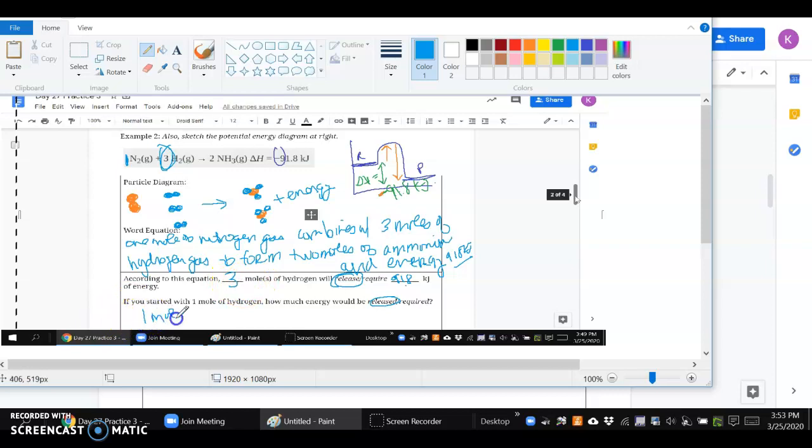So I'm going to start with my given, 1 mole of H2, and then I'm going to do my ratio from the recipe. Moles of H2 is on the top, so I need to put 3 moles of H2 on the bottom because that's part of the recipe, and then negative 91.8 kilojoules up here. 91.8 divided by 3 is 30.6. So I'm going to get out negative, because I'm getting it out, 30.6 kilojoules.